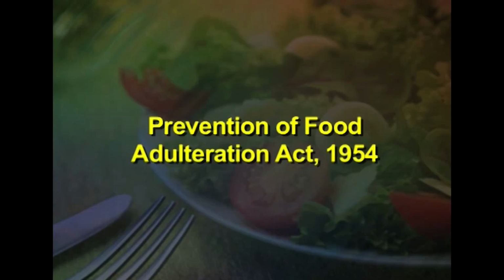Then another important act is the Prevention of Food Adulteration Act 1954. This act was promulgated by Parliament in 1954 to make provision for the prevention of adulteration of food, along with the Prevention of Food Adulteration Rules 1955, which was incorporated in 1955 as an extension to the Act.